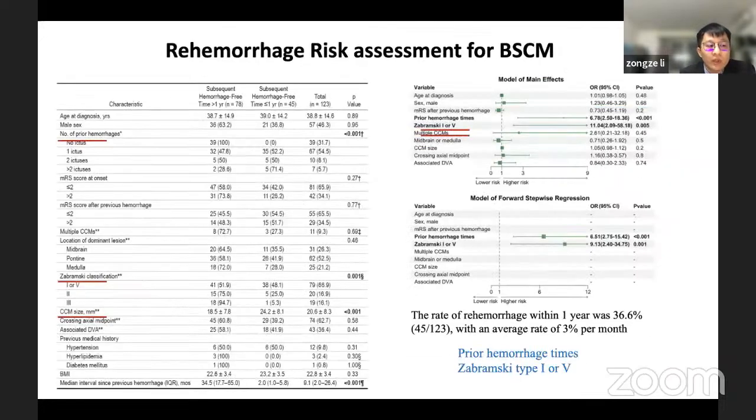The overall hemorrhage rate within 1 year after prior hemorrhage was 36.6%, with an average of 3% per month. The result is a bit higher than previous studies. The median time of recurrent bleeding was 9.1 months. After addressing factors such as age, gender, neurological function status, multiple lesions, brainstem location, lesion size, crossing the axial midpoint, and the related DVA, we found the predictive factors were prior hemorrhage times and Zabramski type 1 or 5. As Zabramski type 1 means a subacute hemorrhage, our results were consistent with previous studies.